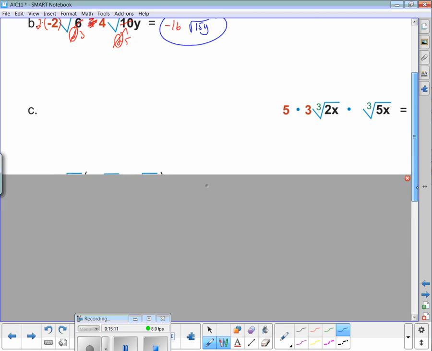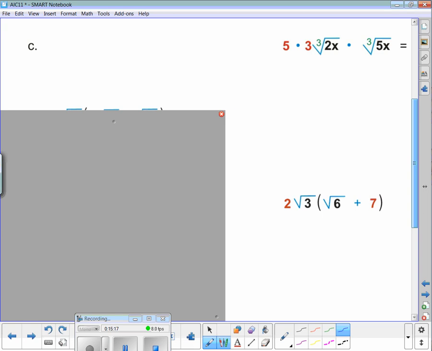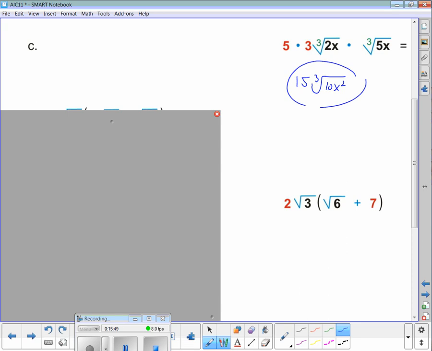See what you can do with that next one. It's a quick one, right? Can you simplify any of the radicands? Yes or no? No. So all you're doing is multiplying coefficients. Hey, this is 15 times the cube root of 10x squared, right? And that's it? That's all you're doing with that one? Hey, sometimes you can simplify, sometimes you can't.